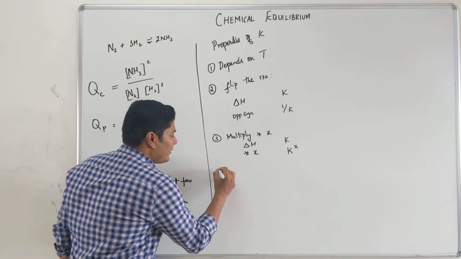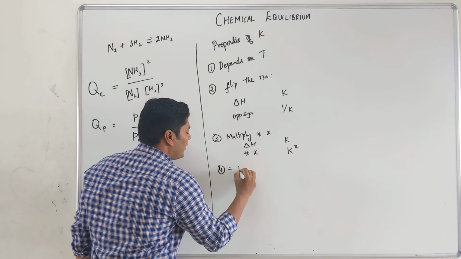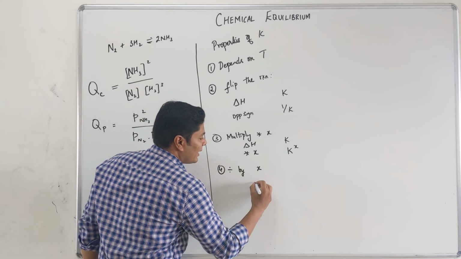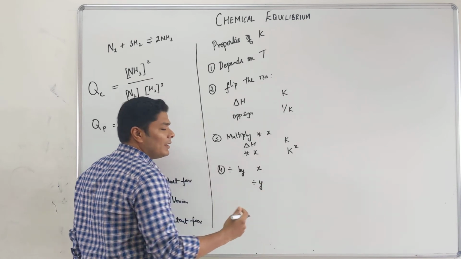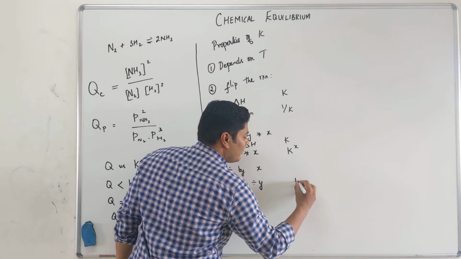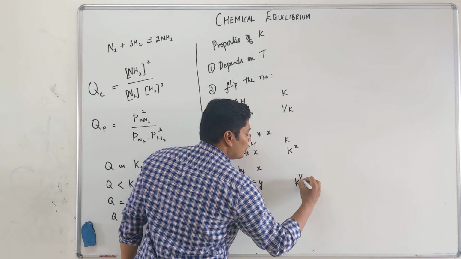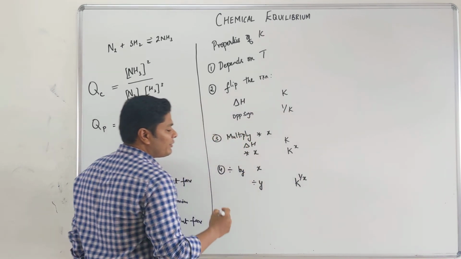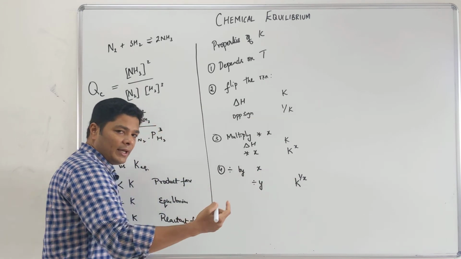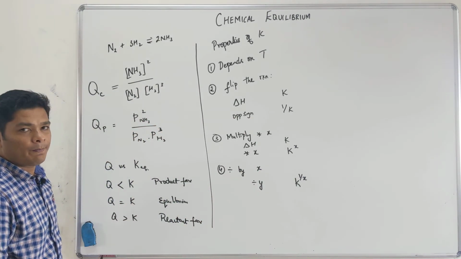So needless to say, if I divide by, let's say, X, delta H will become divided by X. Whatever delta H is given, you divide it by 2. K will become the root, whichever root you are taking. If it is 2, square root; if 3, cube root. The Xth root of whatever you are doing.